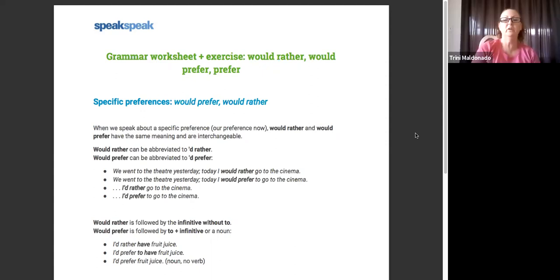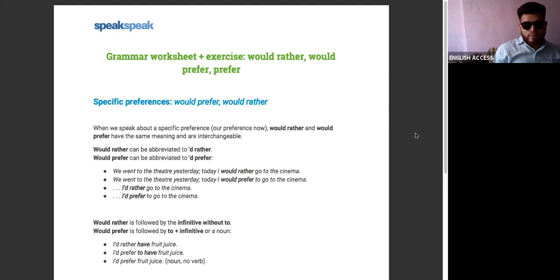Specific preference. When we speak about a specific preference, our preference now, would rather and would prefer have the same meaning and are interchangeable. Interchangeable. Very good pronunciation. So would rather can be abbreviated to 'd rather, and would prefer can be abbreviated to 'd prefer.